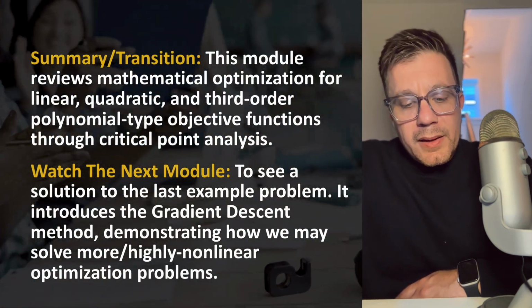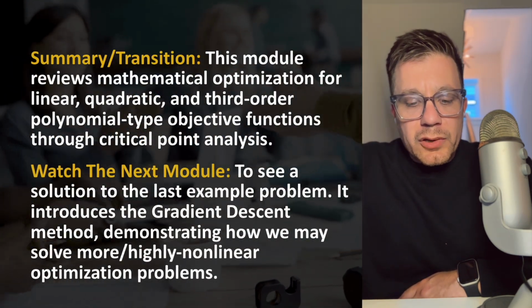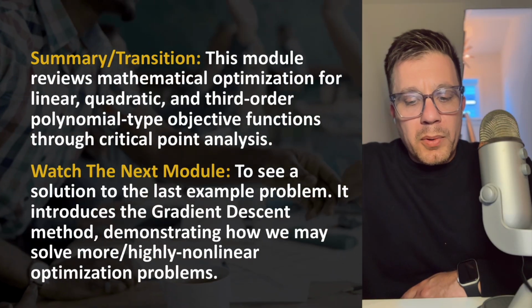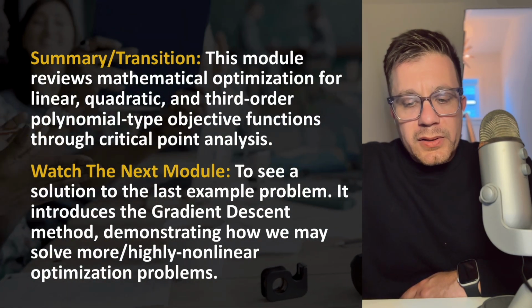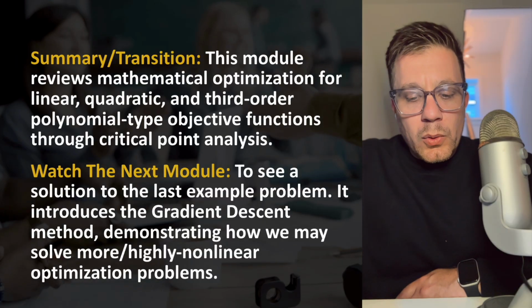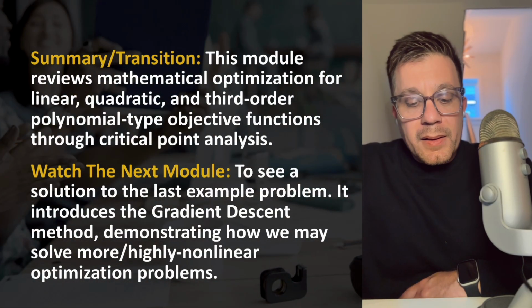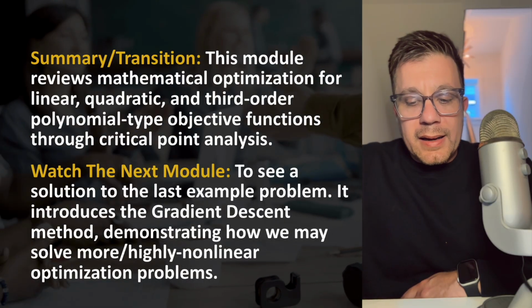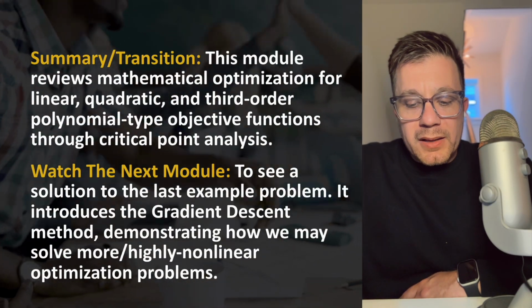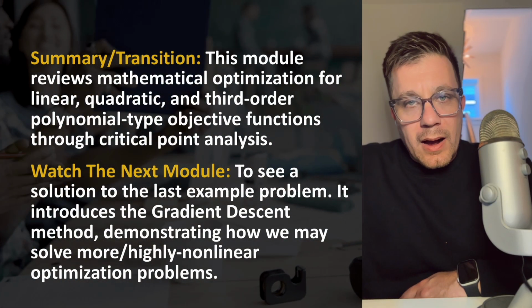In summary, this module reviews mathematical optimization for linear, quadratic, and third-order polynomial type objective functions using critical point analysis. I invite you to watch the next module to see a solution to the last example problem we presented. This next module introduces the gradient descent method, demonstrating how we may solve more highly nonlinear optimization problems.